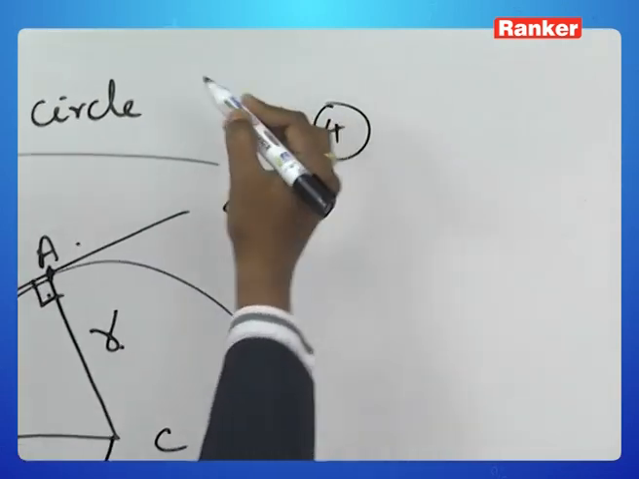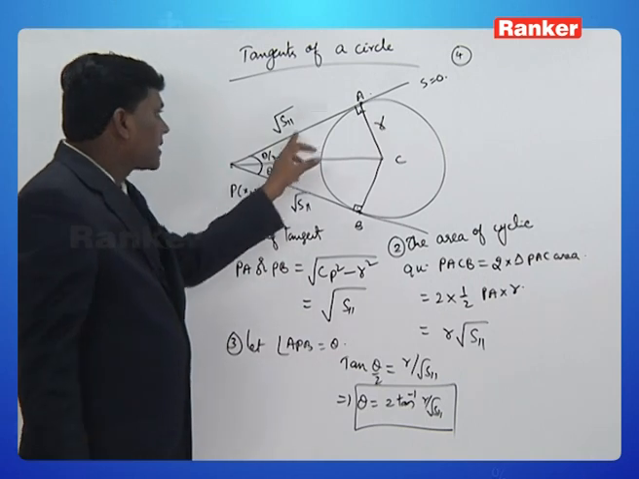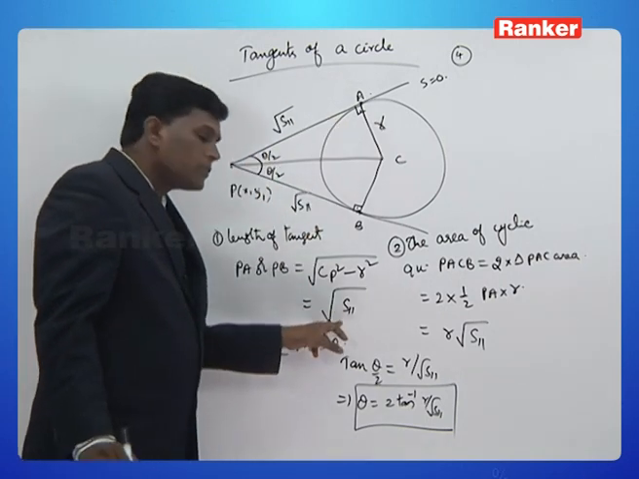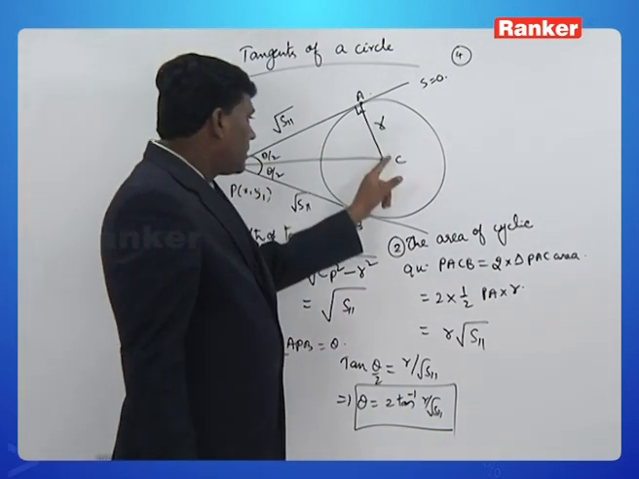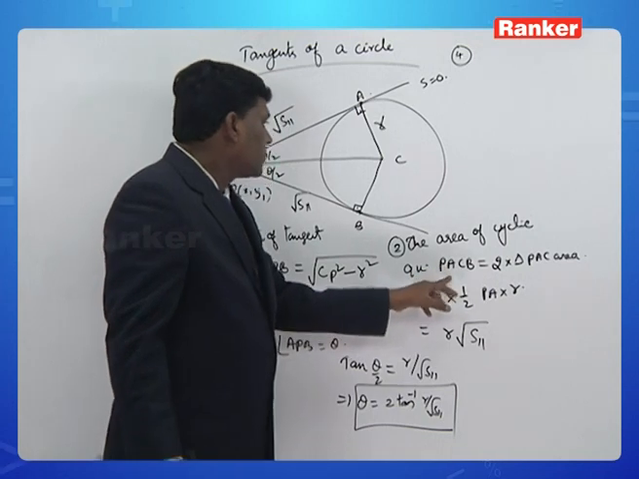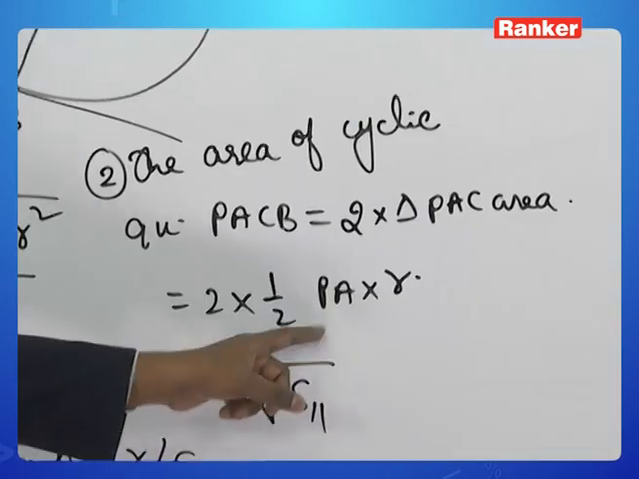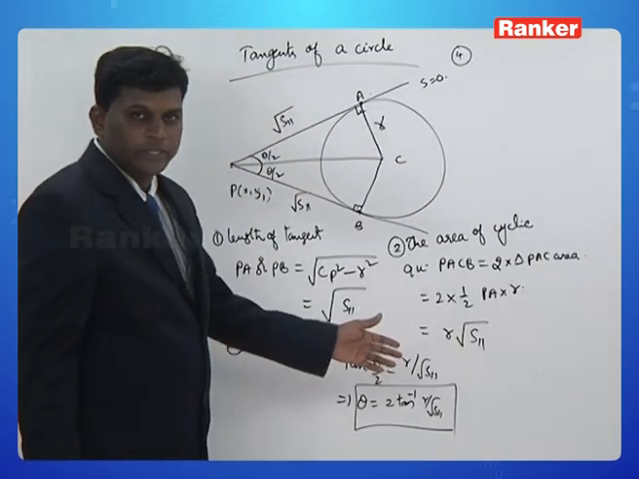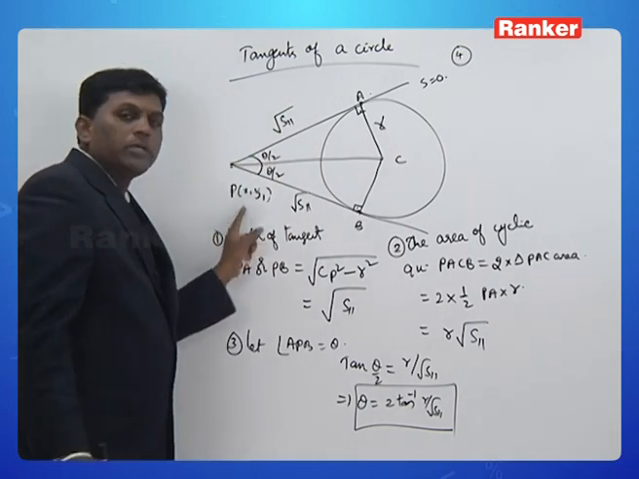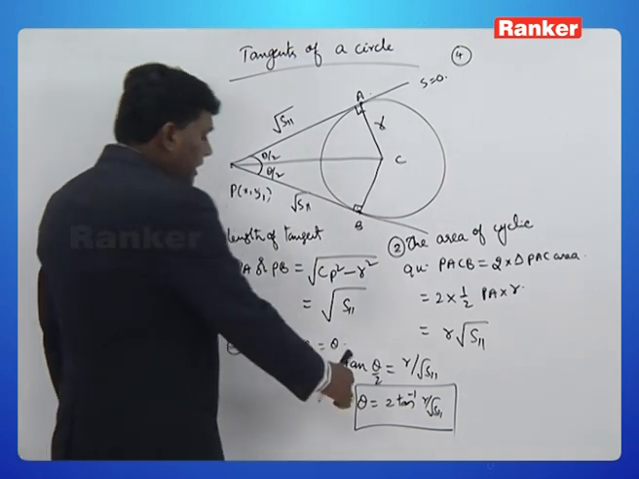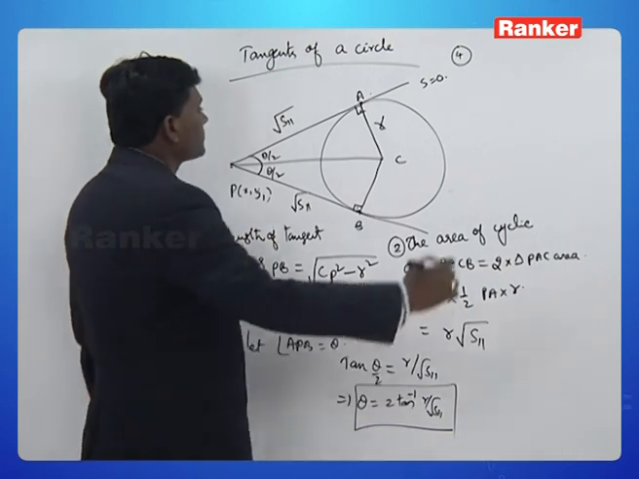Coming to the fourth one. Point number 1 here is the length of tangent PA or PB equals root of S11. Point number 2, the area of cyclic quadrilateral PACB equals 2 times one of these triangles' area, which equals r into root S11, as we have calculated. And the third point is the angle between tangents drawn from this external point to the circle is 2 tan inverse r by root S11.